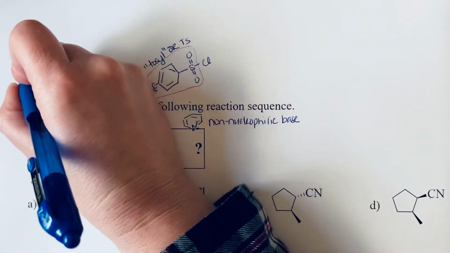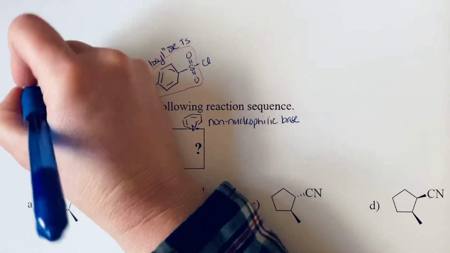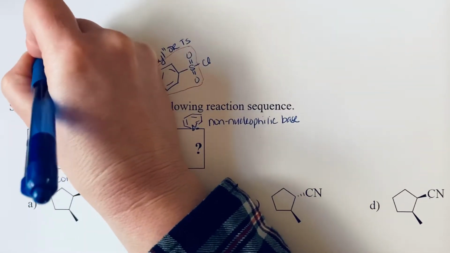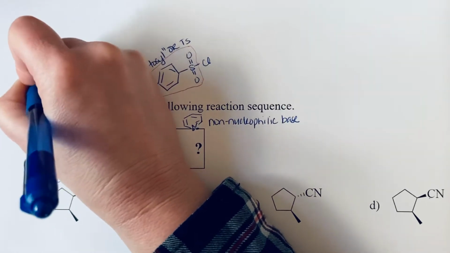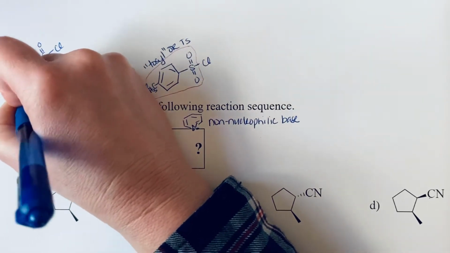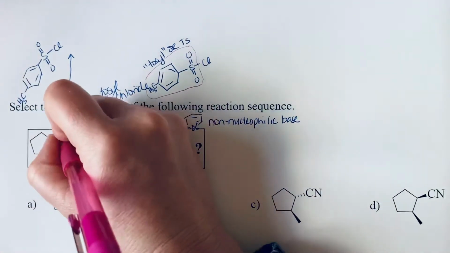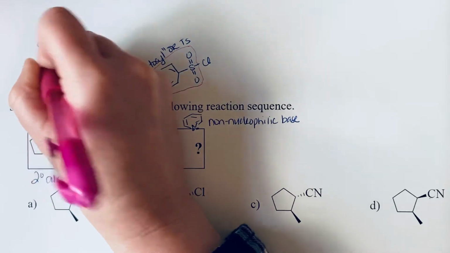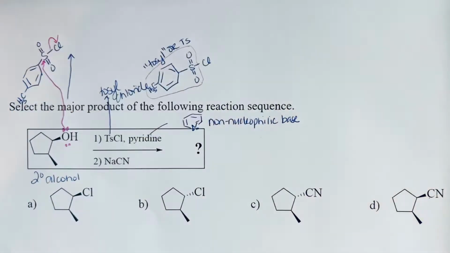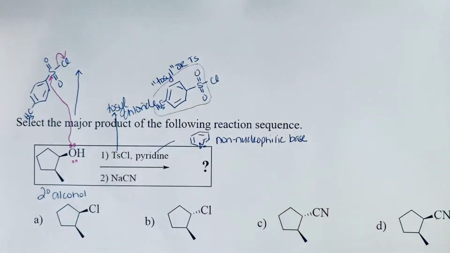So I'm going to redraw this structure of the tosyl chloride just because I don't think it's all that clear. So let's redraw this. All right, so this is electrophilic, this is nucleophilic. So your first step is going to be the attack of your alcohol on that sulfur, and it's going to kick off chloride as a leaving group. And so that means you will have attached this whole piece to your oxygen.